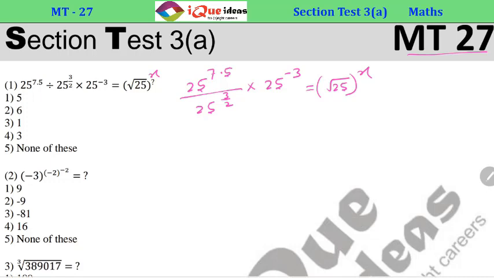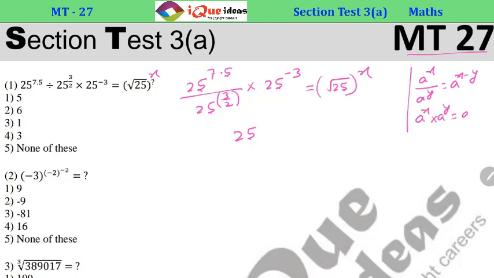Now what should we do? Let's see. It is 25 to the power 7.5. Now 3 by 2 is 1.5. This is minus 3. So this can be written as 25 to the power. We know that a to the power x divided by a to the power y becomes a to the power x minus y. Similarly, a to the power x into a to the power y becomes a to the power x plus y. Alright, and root a is equal to a to the power 1 by 2. So this can be taken as 25 to the power 7.5 minus 3 by 2, and minus 3 will get added, so simply minus 3. This is equal to root 25 is 25 to the power 1 by 2 and whole to the power x.